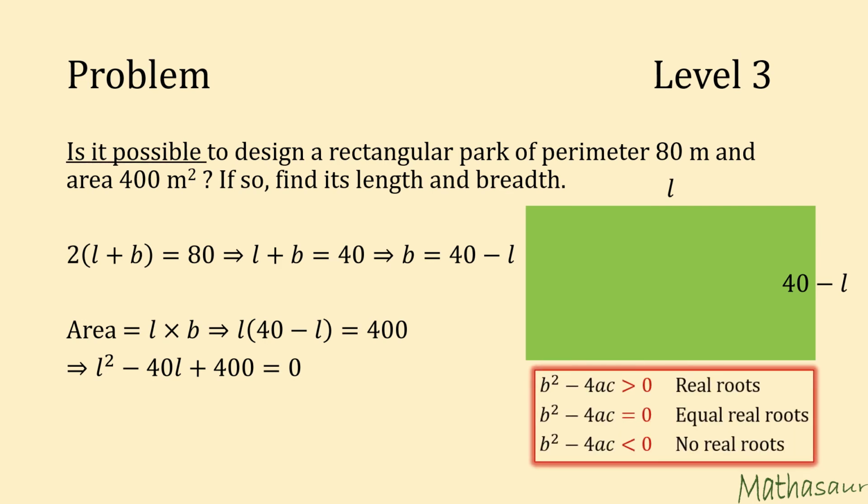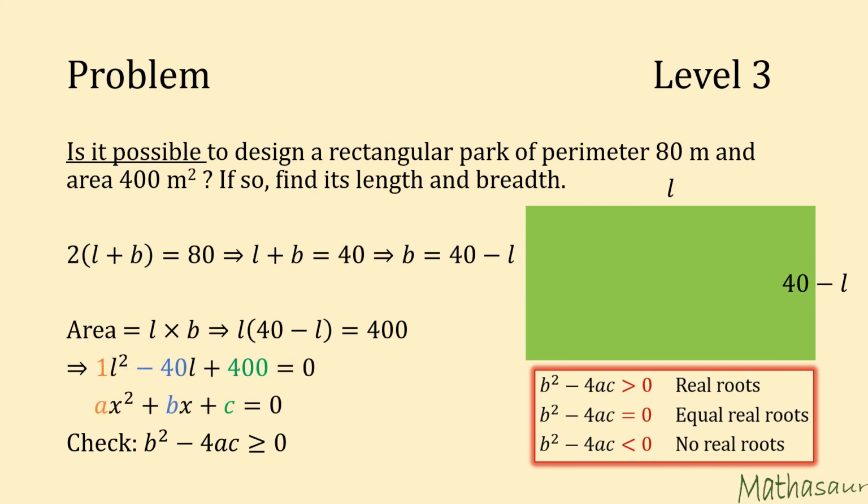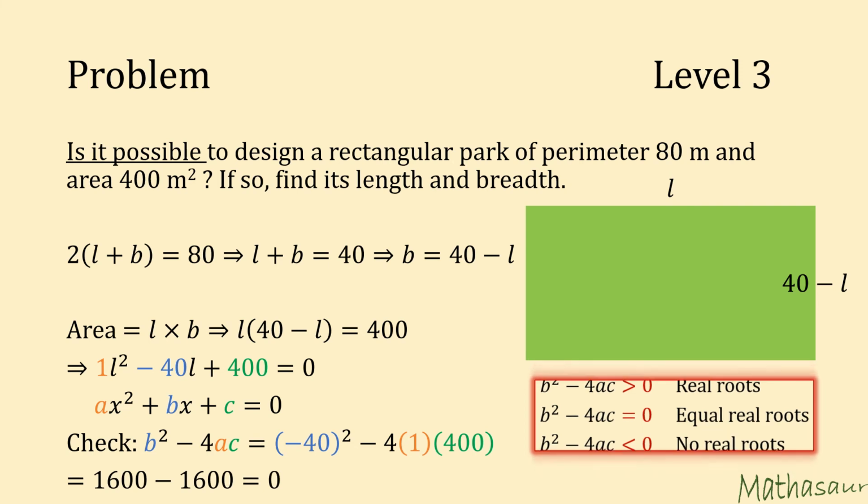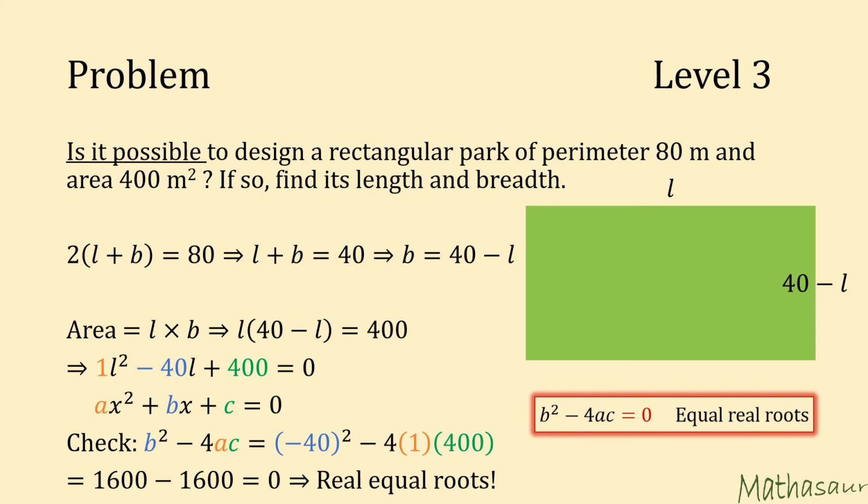Now we have to see whether such a rectangle is possible. So for this rectangle to exist, the quadratic equation should have real roots. So b square minus 4ac should be greater than or equal to 0. Let us identify a, b and c and substitute the values. We see that the discriminant is equal to 0, which means that this quadratic equation has real equal roots.